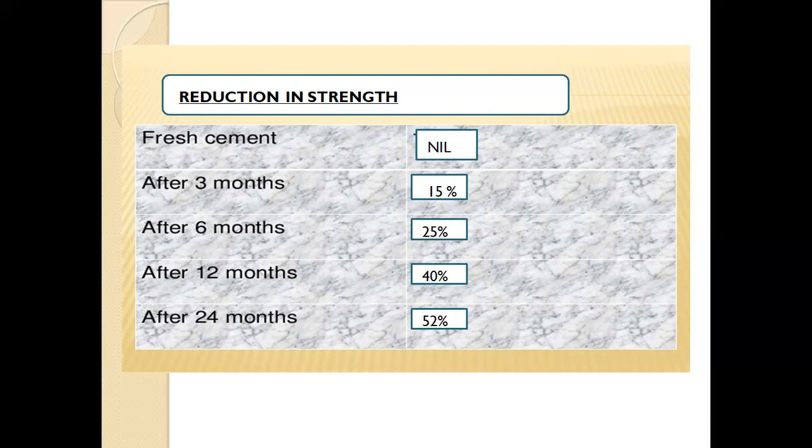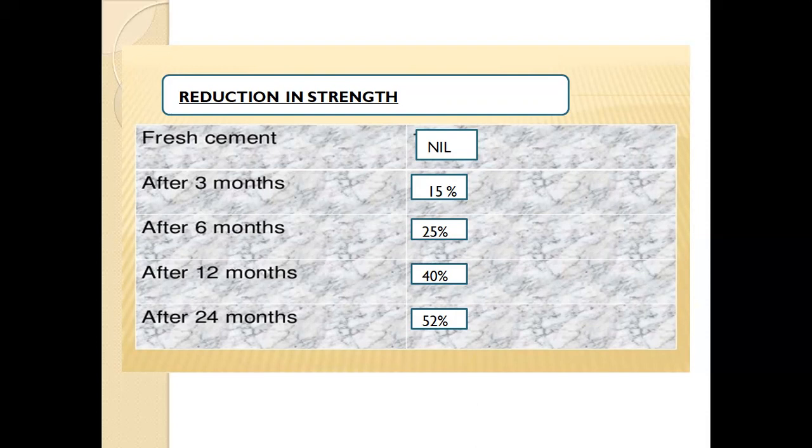If the cement is stored for 12 months or 1 year, then the reduction in strength or in hydration rate is 40%. And if cement is stored for 24 months, that is 2 years, then the reduction in strength is about 52%. So fresh cement should be used on a site.